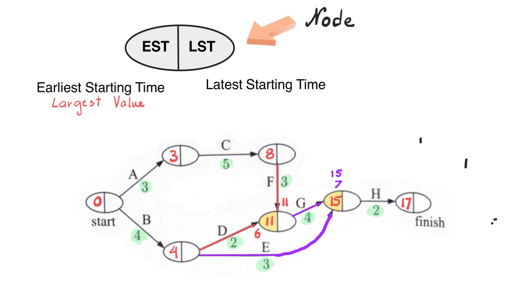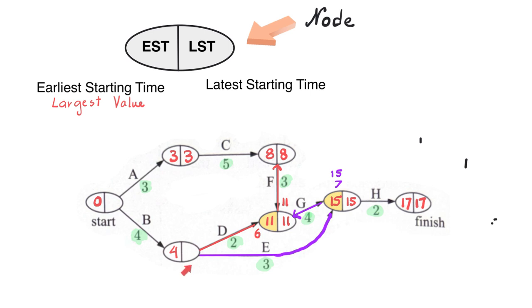So we begin with 17. And now we work backwards, subtracting the duration of each task from the latest time. Here we subtract 2 from 17 to get 15. From 15, we subtract 4 because we're going backwards to get 11. From 11, going backwards task F, we subtract 3 and therefore we will get 8. To subtract task C, we subtract 5 and we end up with 3.